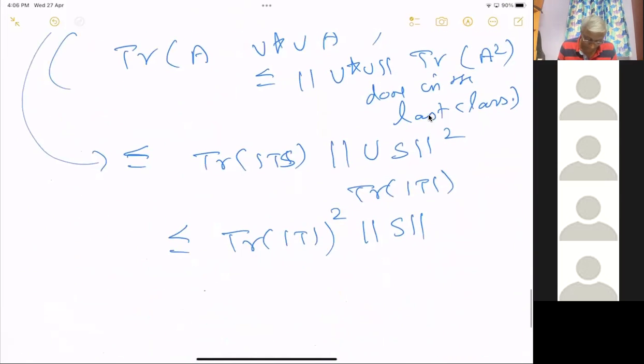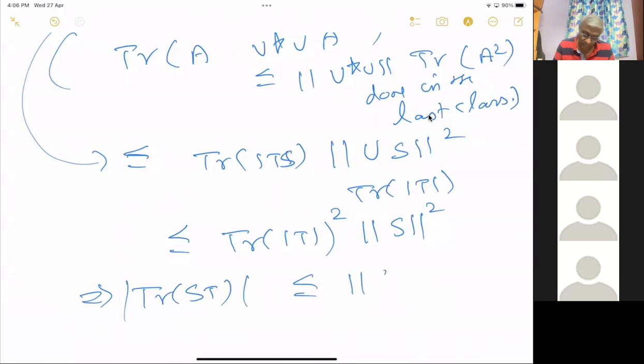So we have proved the following. Trace of |...|, yeah, correct. Trace of |...|. That's what we wanted.